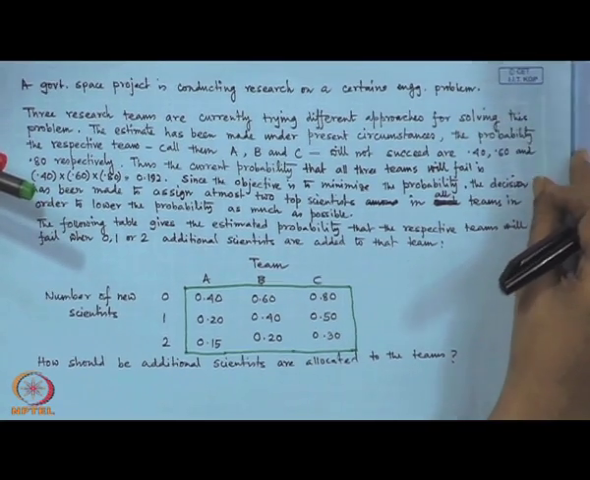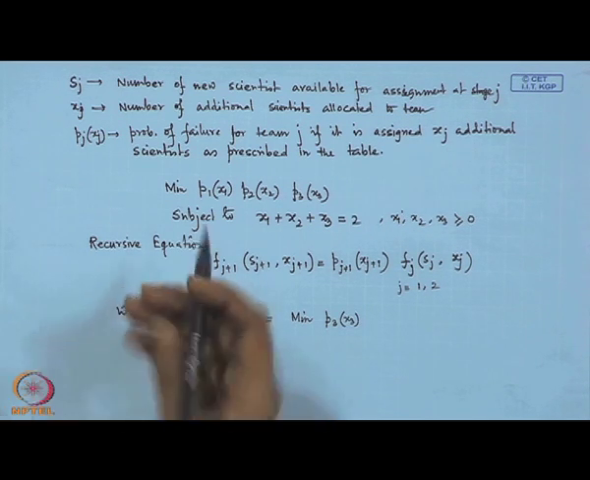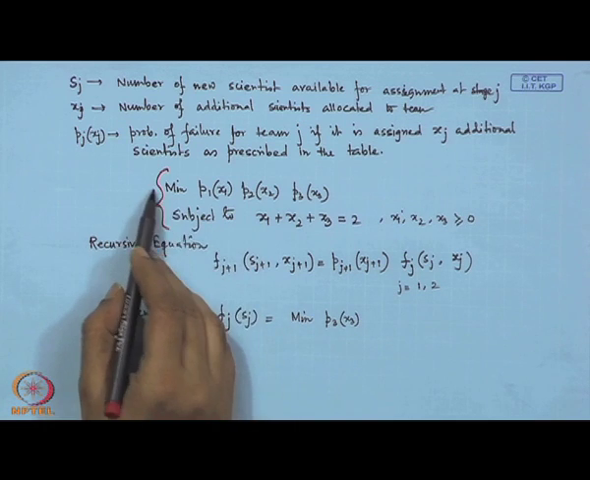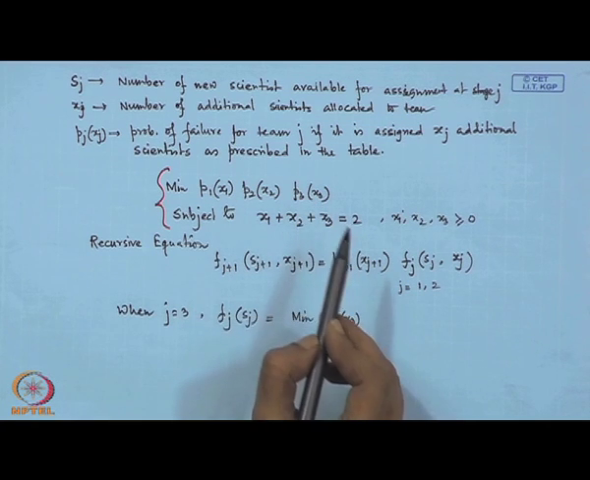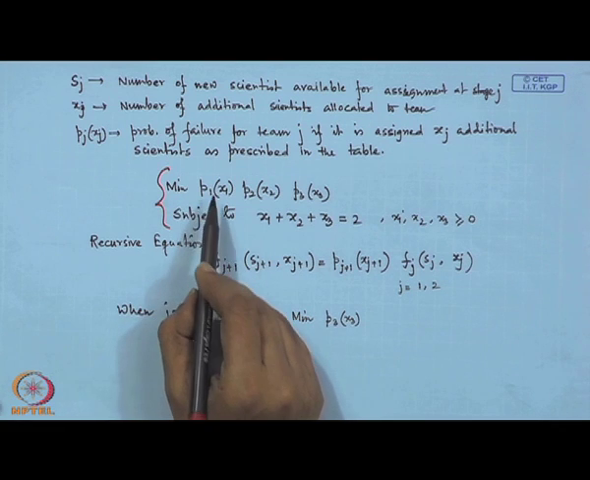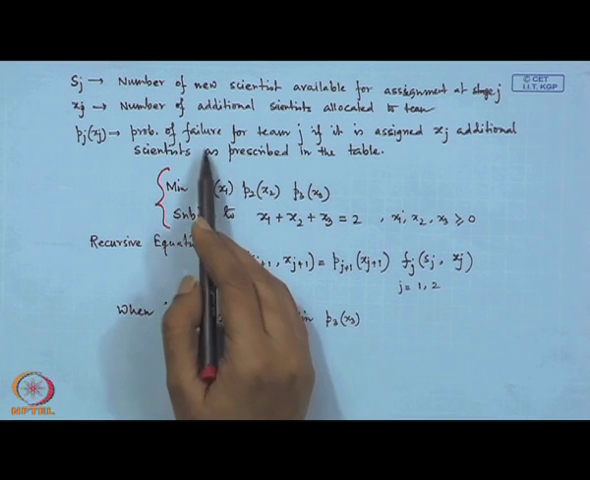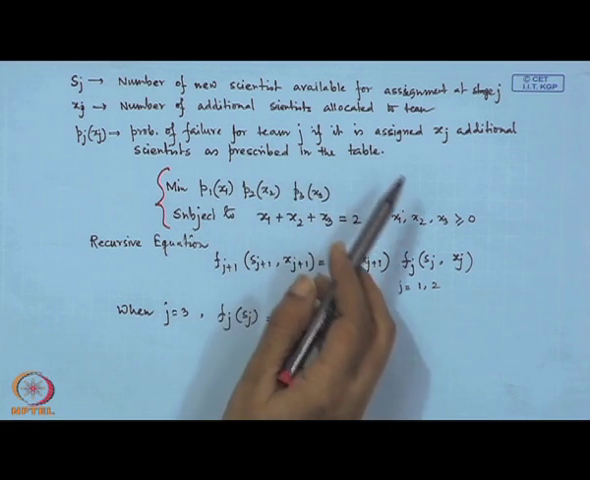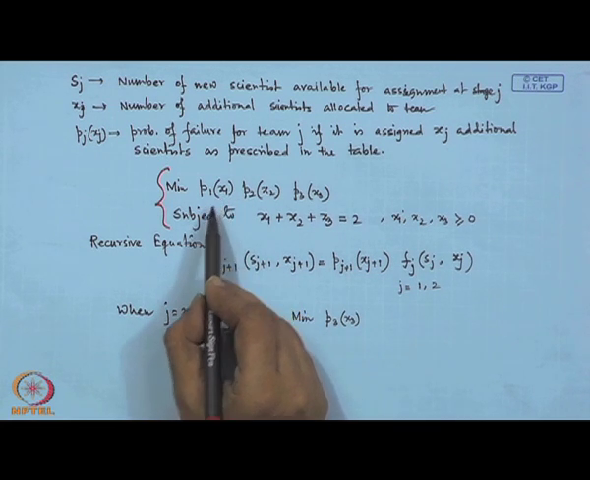In that way the stages are being constructed. Thus, we can say that this is the problem for us, that is minimization of the total probability of failure, that is coming because these are all independent events. That is why the total probability of failure would be multiplication of all events, and P1(x1) is the probability of failure for team 1 if it is assigned x1 number of scientists, x1 can vary from 0, 1, 2.